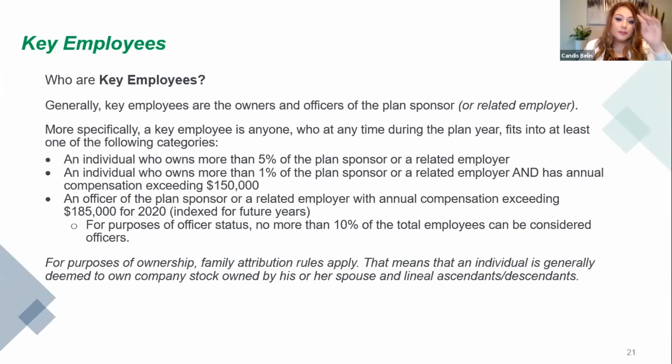And a key employee is generally the officers or the owners of the plan sponsor, the employer. Specifically, anybody who owns more than 5%, or who earns more than 1% but has comp exceeding 150,000, and then a certain index dollar amount. So again, family attribution rules apply.